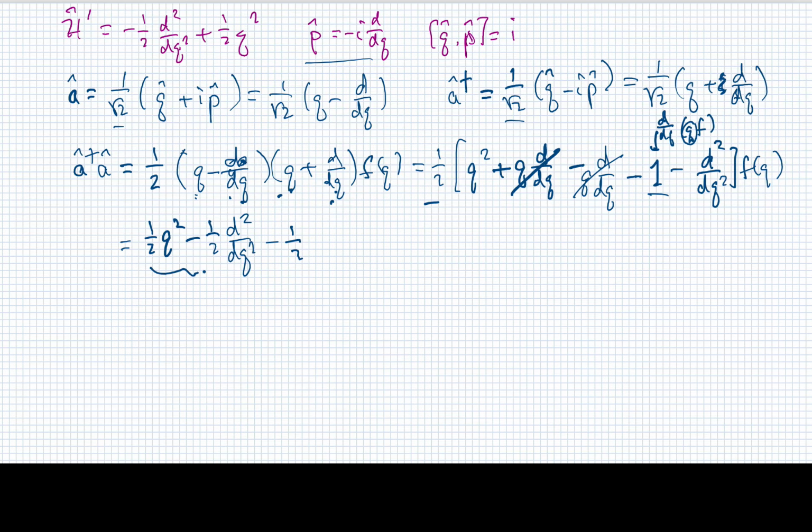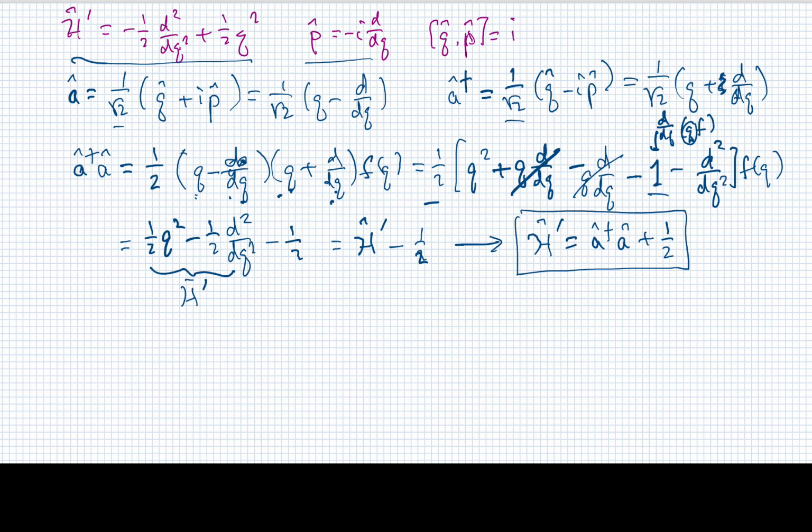Well, this is just this up here. This is just H. So in other words, this combination of these new operators gives me my Hamiltonian minus 1/2. Or another way to write this is that the Hamiltonian can be written as a dagger a plus 1/2. Now this may not look like much, but this is the key to getting ourselves into an operator algebra approach to solving the harmonic oscillator.